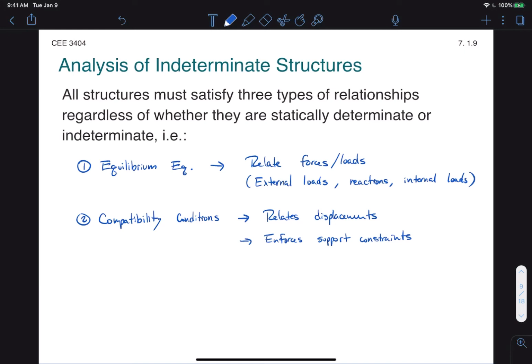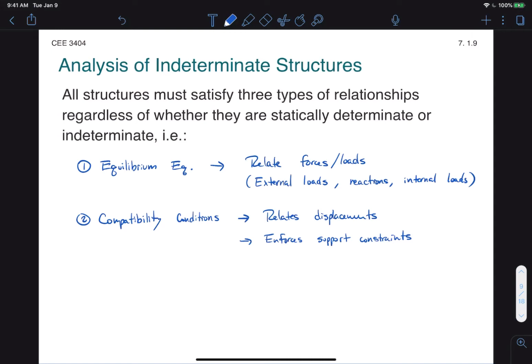So any constraints imposed by the supports, such as, let's say, a fixed support. The angle at that fixed support must remain 90 degrees. So we can use that as an enforcing equation to give us an extra bit of information.